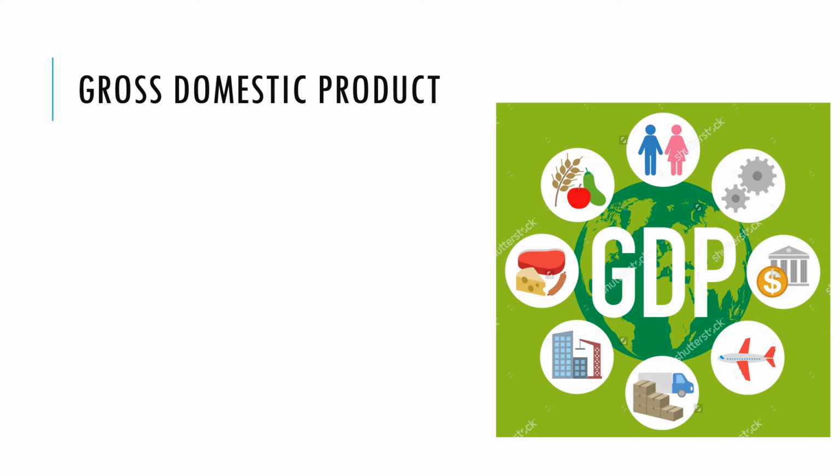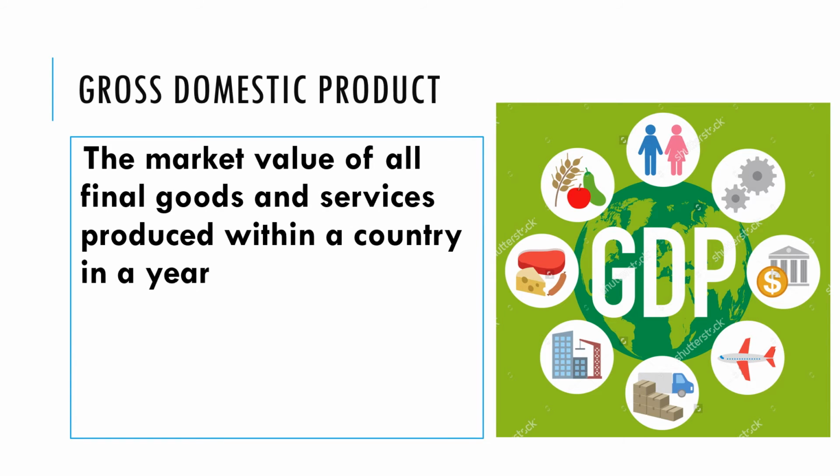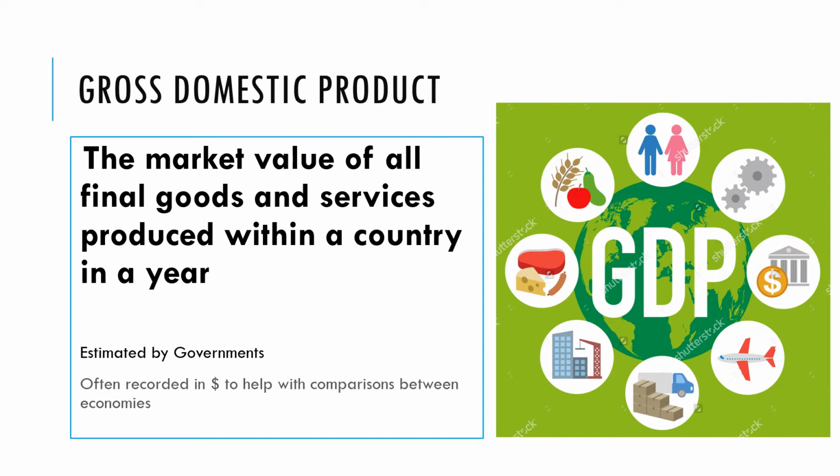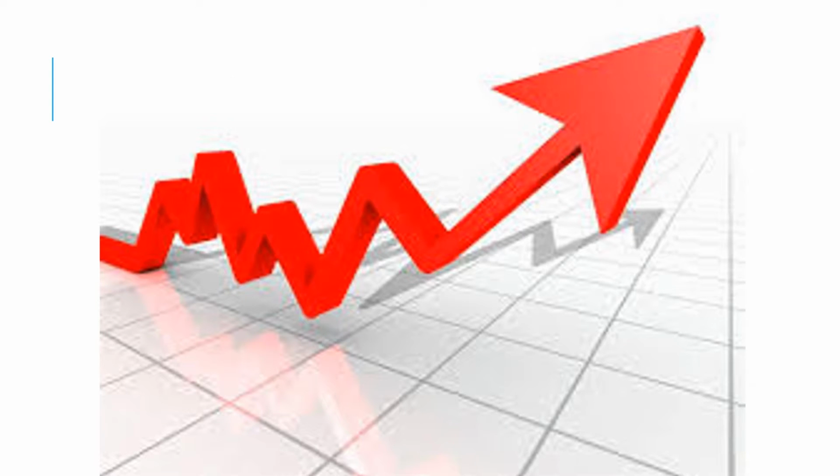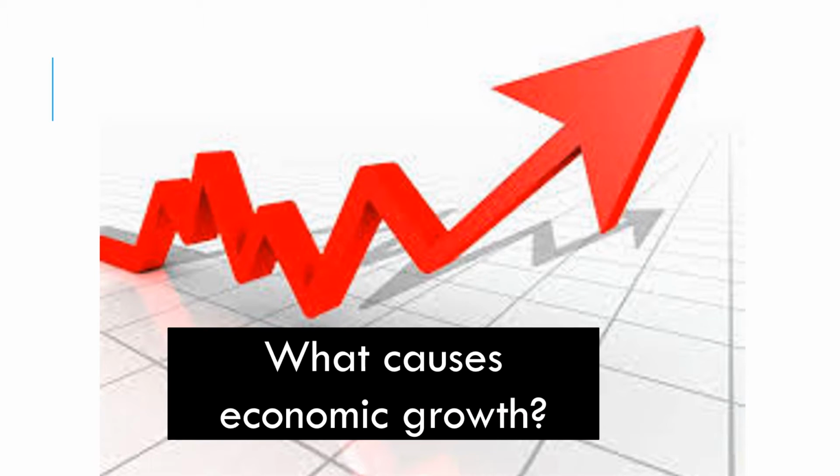Now, as we've learnt earlier in the course, we would measure economic growth by looking at changes in gross domestic product. And a reminder that gross domestic product, GDP, is the market value of all final goods and services produced within a country in a year. It's normally estimated by governments and recorded in dollars so we can make comparisons between economies. But what we're going to think about is what causes economic growth.